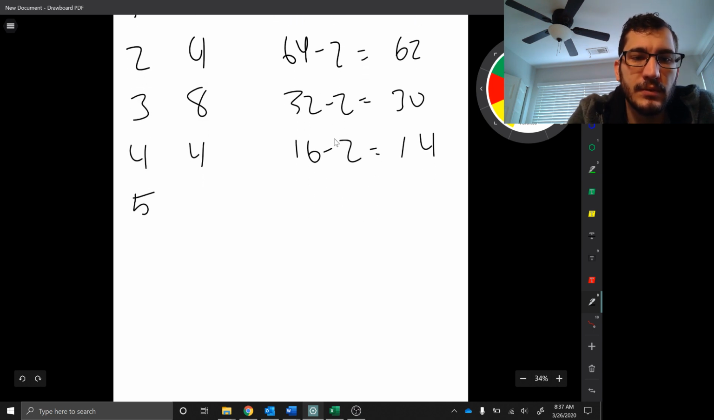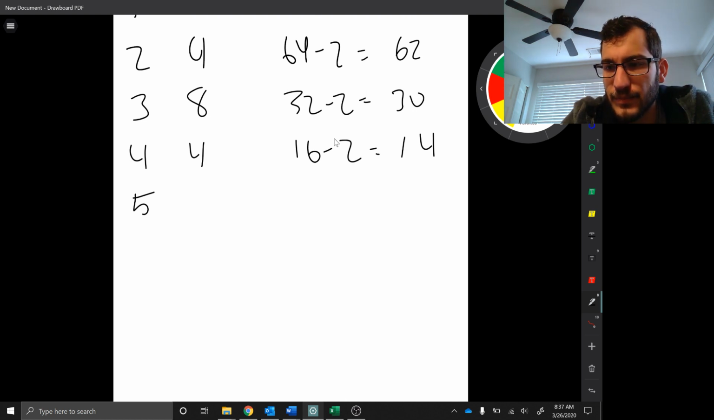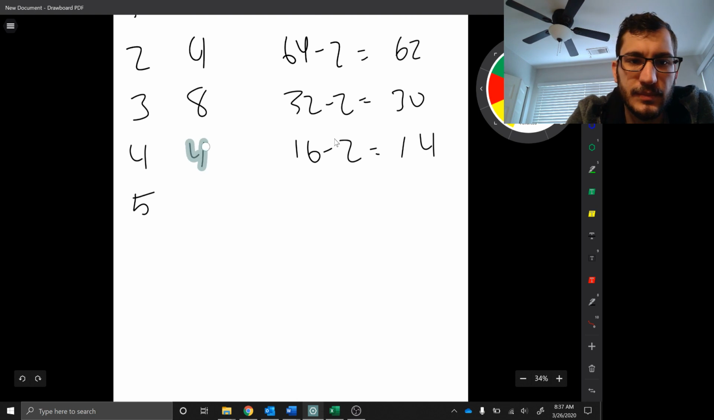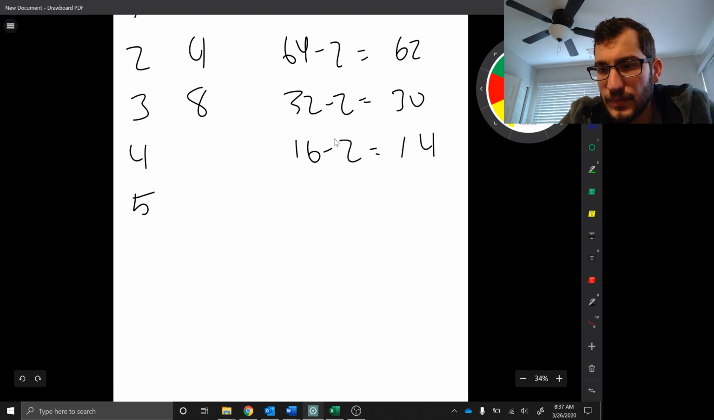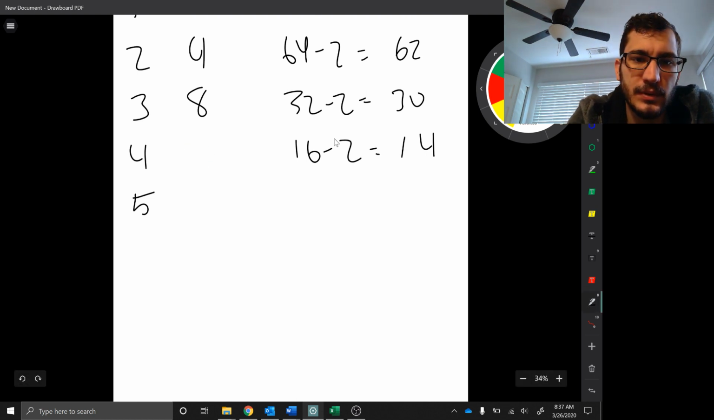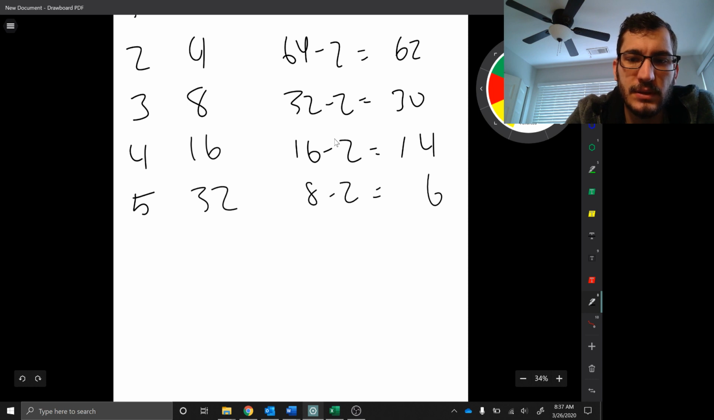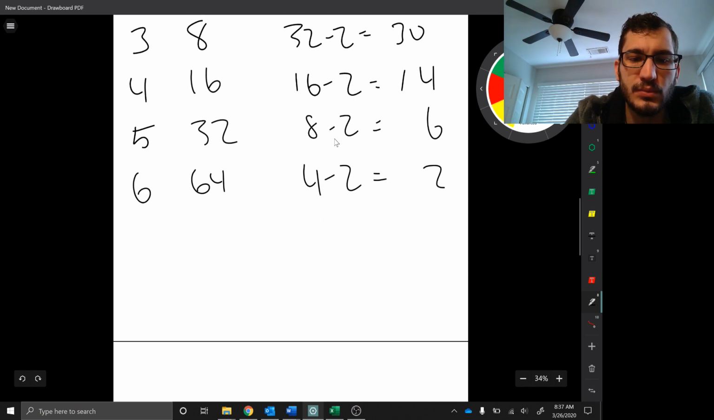Oh wait, no, I screwed something up. Here's my eraser. 5 bits is 32 subnets, so then I have 8 minus 2 is 6. And 6 bits gives me 64 subnets, and that gets me to 4 minus 2 is 2.